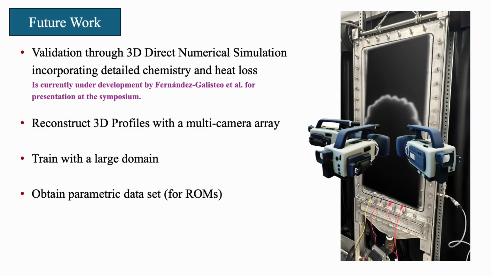In the future, we plan to validate through looking at 3D direct numerical simulation that incorporates detailed chemistry and heat loss. We also want to use a multi-camera array to reconstruct a 3D profile. We also want to try training with a larger domain and obtain a parametric data set so we can train reduced order models.